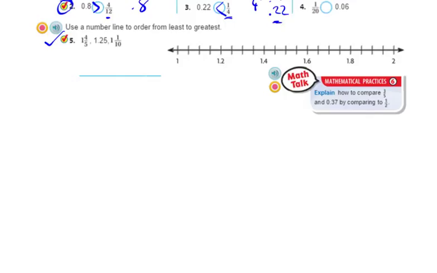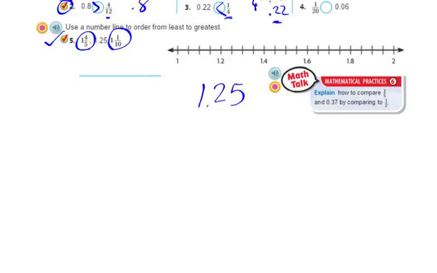So I look at my number line here, and I notice that all of my number line is written in decimal form. So what I'm going to do is take these fractions and get them into decimal form. The first one that I can place, 1.25, is already in decimal form, so I'm going to go ahead and get that on there.